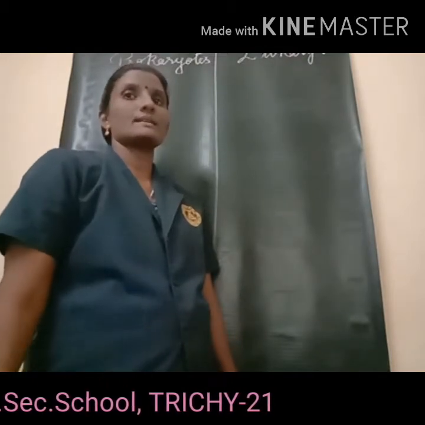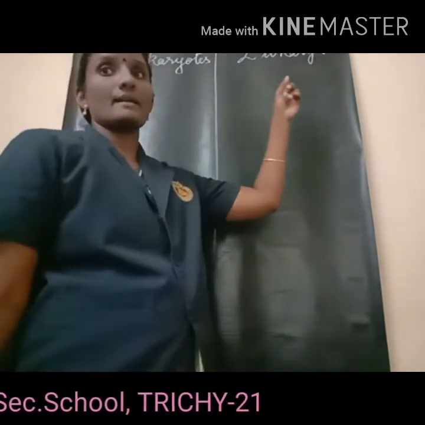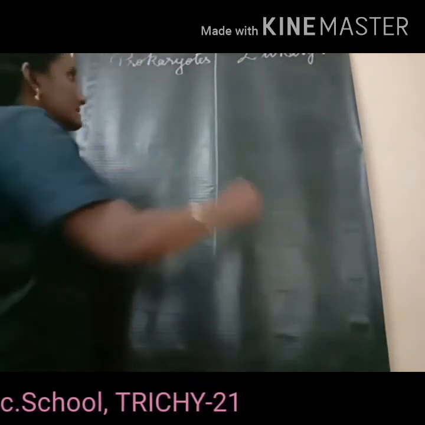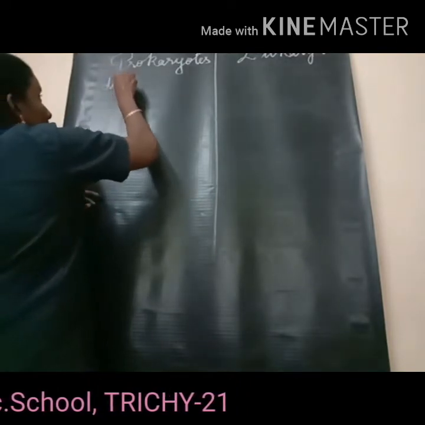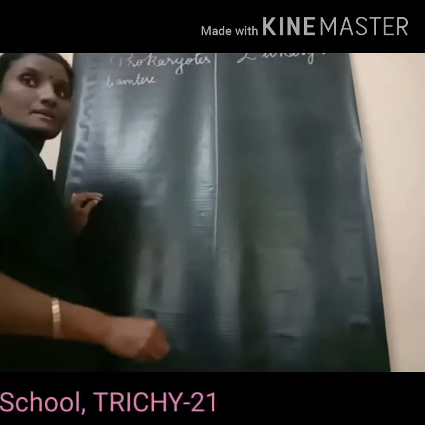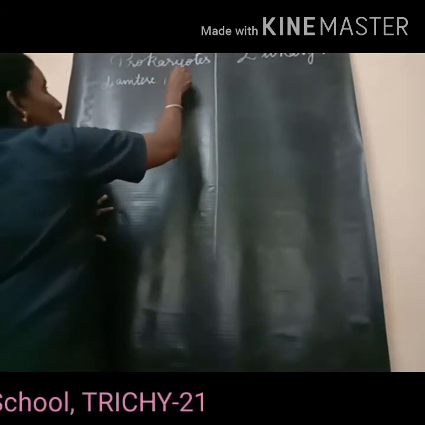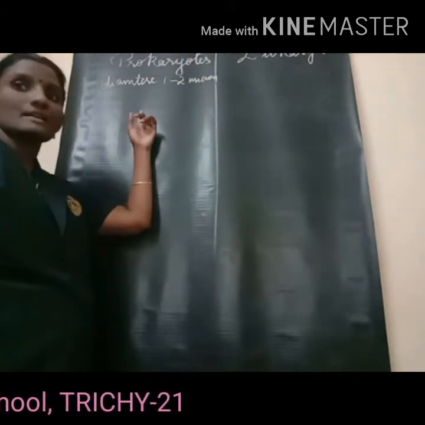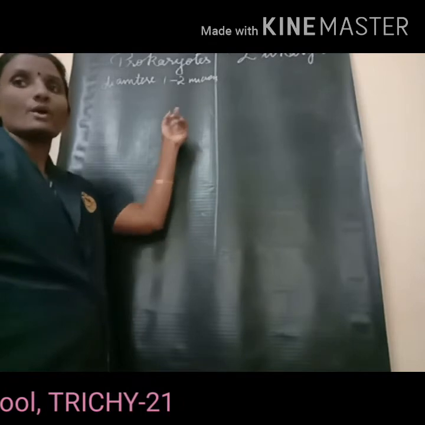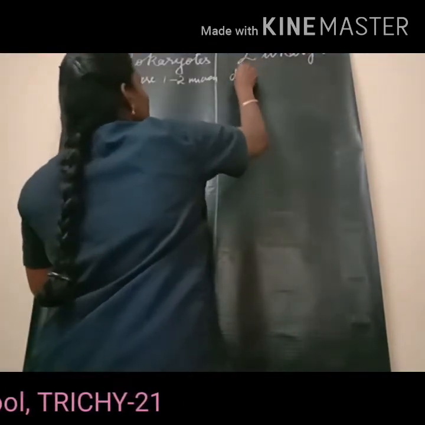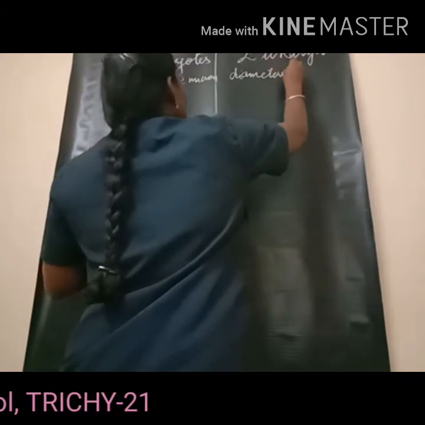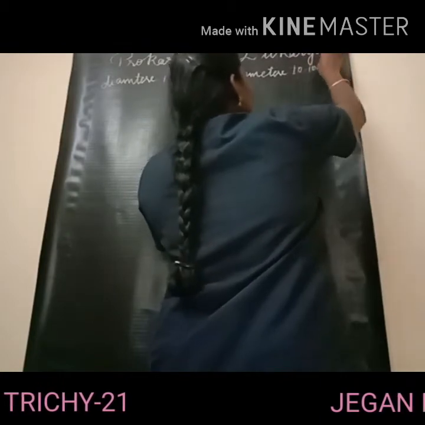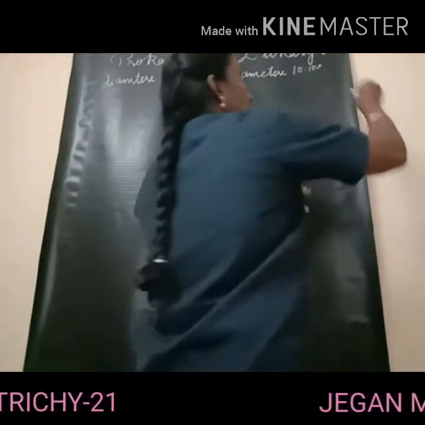Now we are going to see the difference between prokaryotes and eukaryotes. First, prokaryotic cell. Its diameter ranges from 1 to 2 micron. In eukaryotic cell, its diameter ranges from 10 to 100 micron.